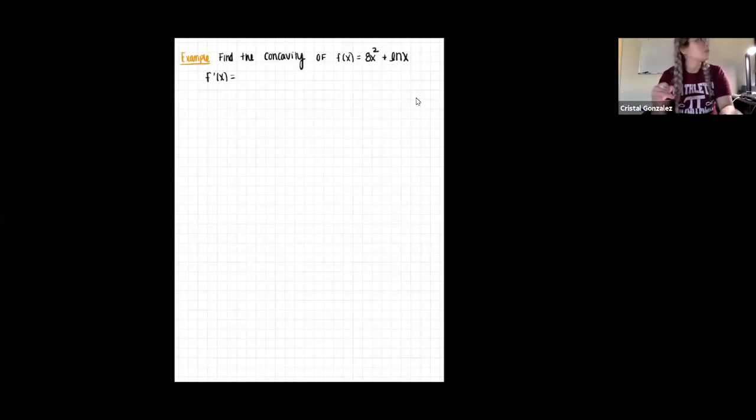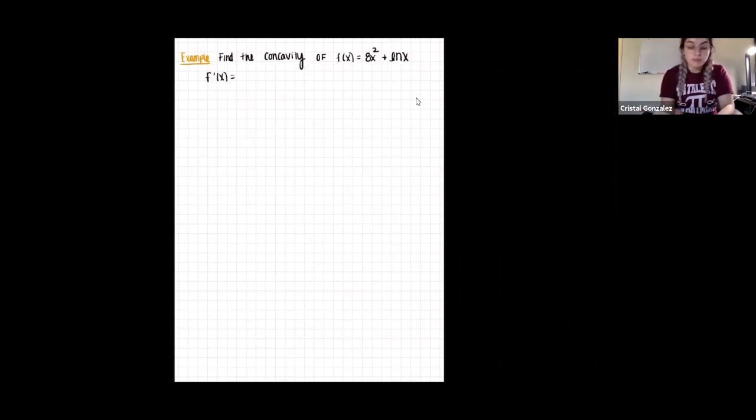Okay, now let's move on to another example. I want you to find the concavity of the function f of x is equal to 8x squared plus ln of x. Okay, so for this example, if we're looking for the concavity of a function, we're going to want to take the second derivative. So go ahead and pause the video and find the second derivative of it, and maybe even go a little further and find your potential points of inflection.